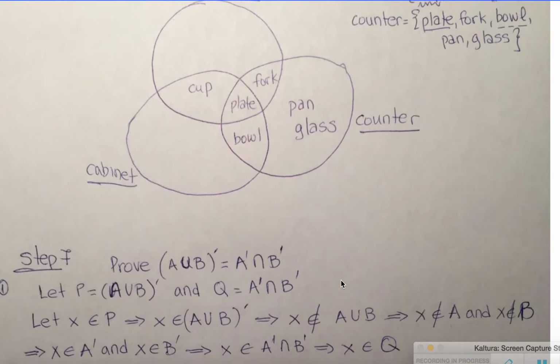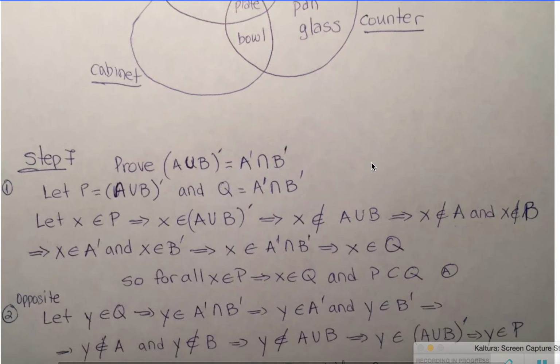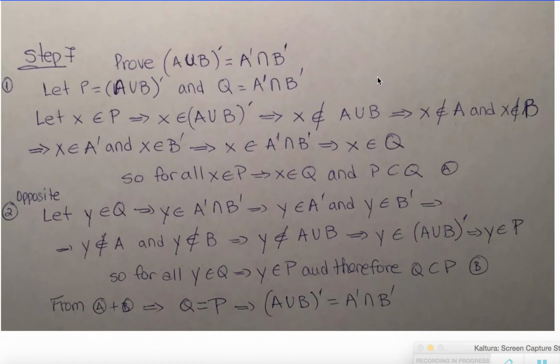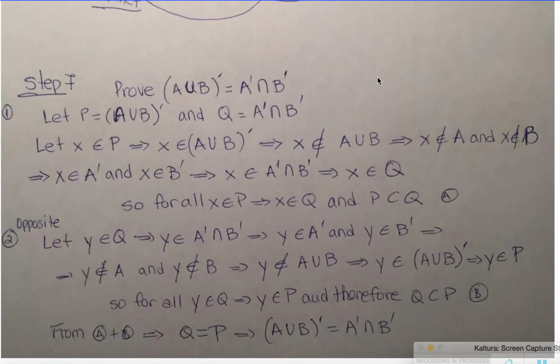Now, lastly, let's go to step 7. Step 7 asks you to prove the second De Morgan law. In my example here, I'm going to prove the first De Morgan law, and the second one is up to you. So you're going to prove the second one based on the method that you're going to see right now. Okay, so how do we prove?